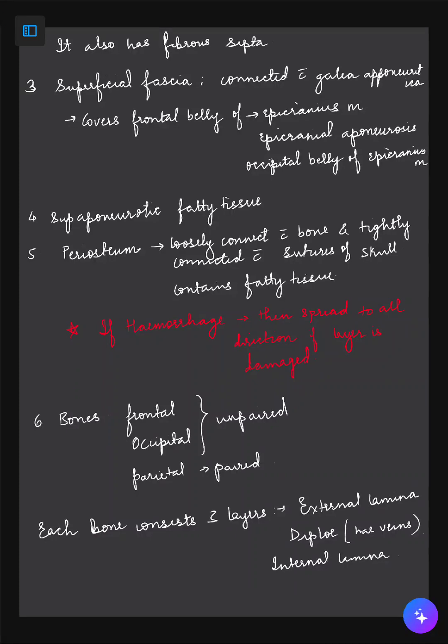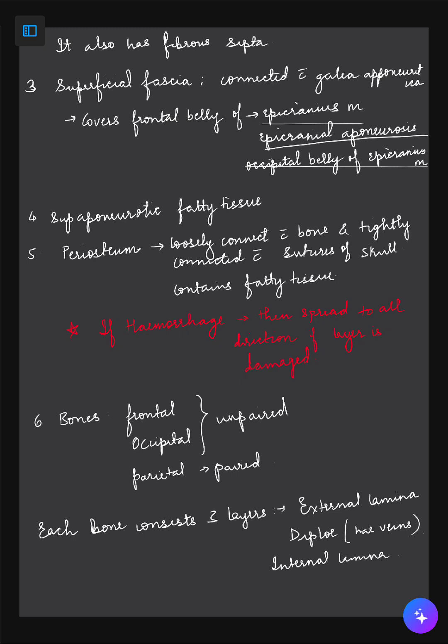Now another layer, the superficial fascia, connects with the galea aponeurotica. It covers the frontal belly of the epicranial muscle, the epicranial aponeurosis, and the occipital belly of the epicranius muscle. Fourth is the subaponeurotic fatty tissue. It is very thin, and each border corresponds to its region.